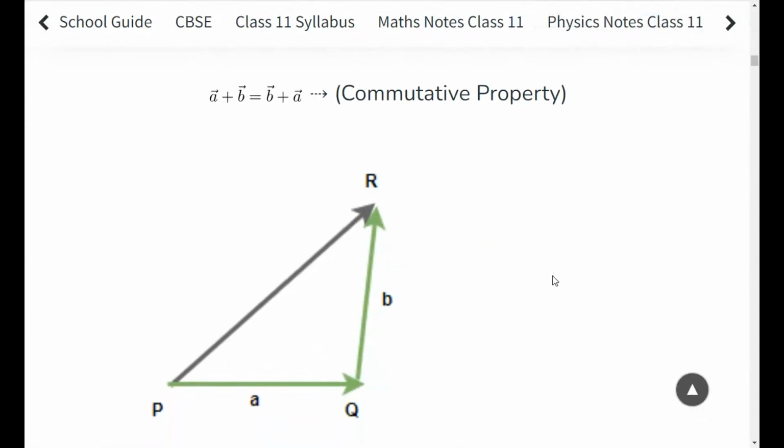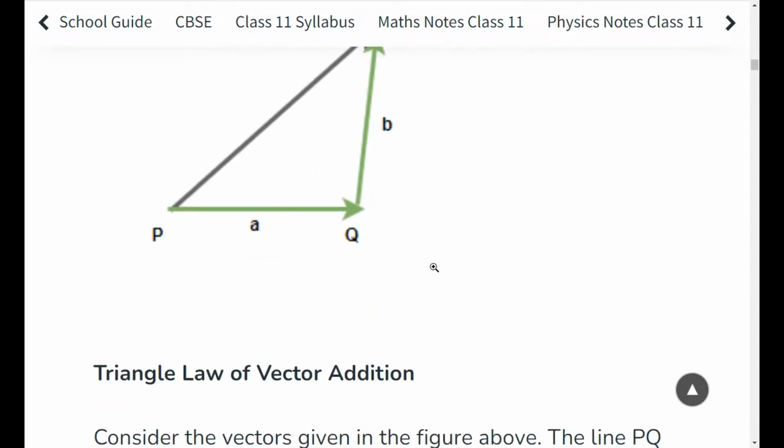We call this property the commutative property. In books of mathematics, you might have heard of this word: commutative, associative, distributive rules. You have already seen the rules, right? So here we are talking about the commutative property, which says A plus B, therefore vector quantity, is equal to B plus A, which is the same. RHS is equal to LHS.